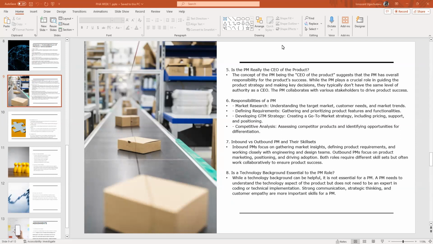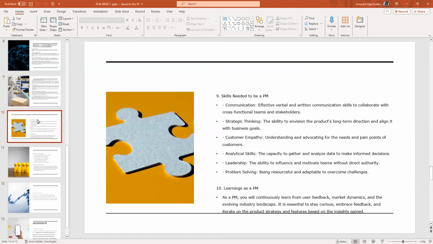You understand? So let's go to the next slide. Okay, skills needed to be a PM. Like I mentioned the other time, skills needed to be a PM.